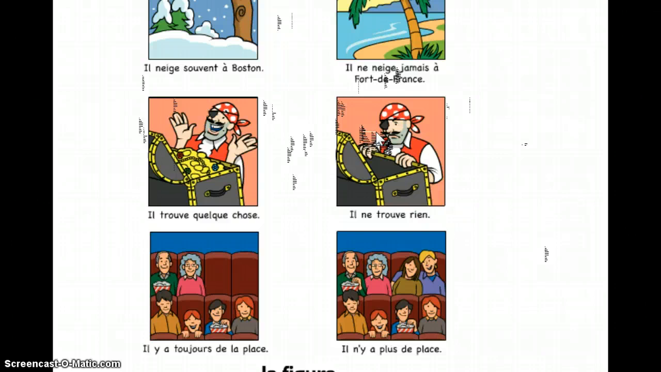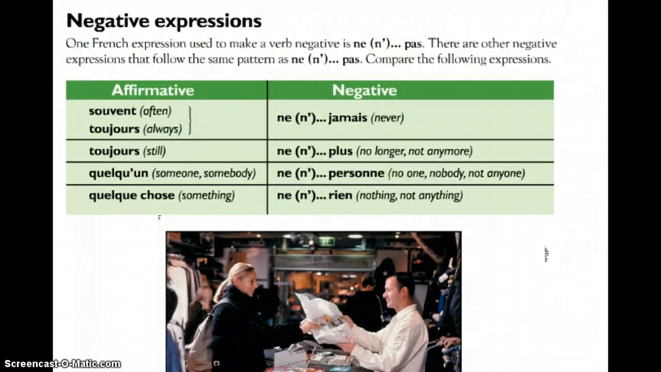Okay, now turn to page 359. This chart explains the positive and the negative sentences. One French expression used to make a negative is ne pas, which means no or not. There are other negative expressions that follow the same pattern, where they have a ne at the beginning and then a negative word after. Compare the following expressions.